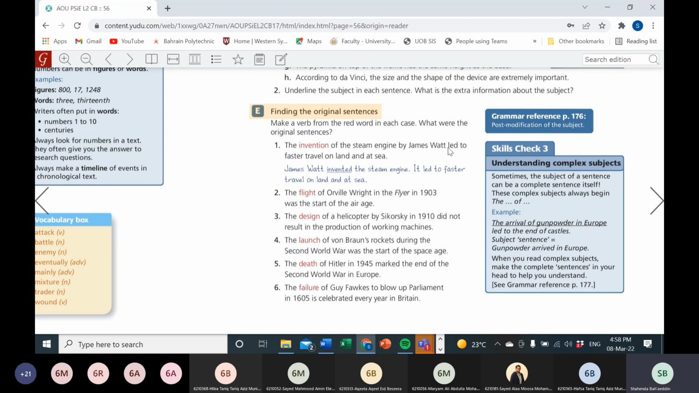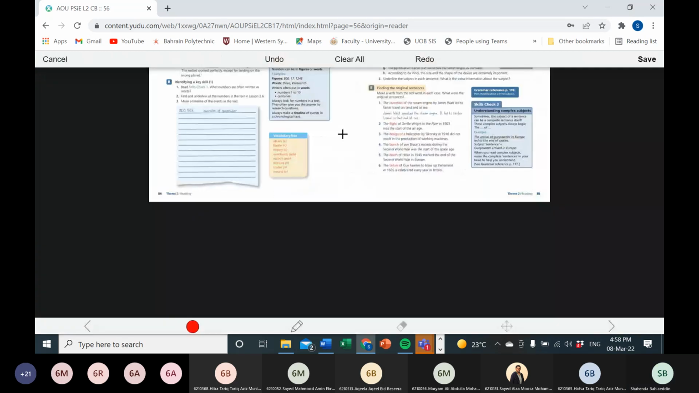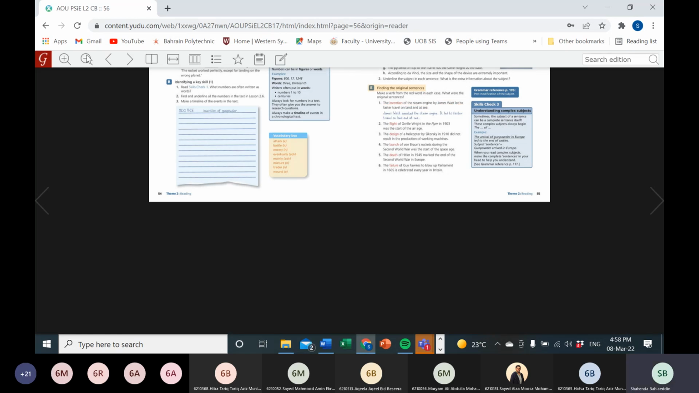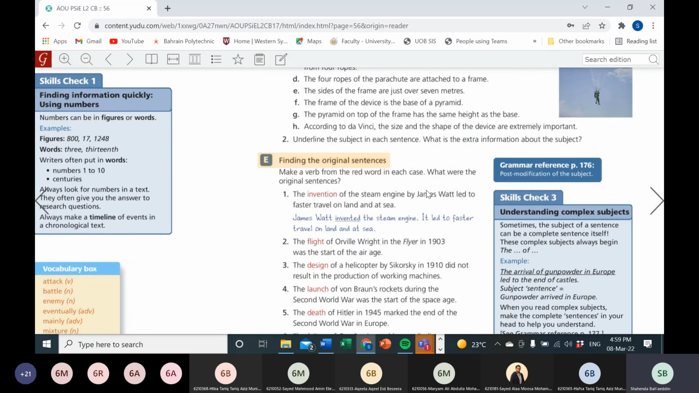Led. So all of these, the invention of the steam engine by James Watt, all of this is the subject of the sentence. And the verb is led to. And then after the verb, we have the complement of the sentence. Okay? So the subject could be a complex one. It could be a whole sentence even.